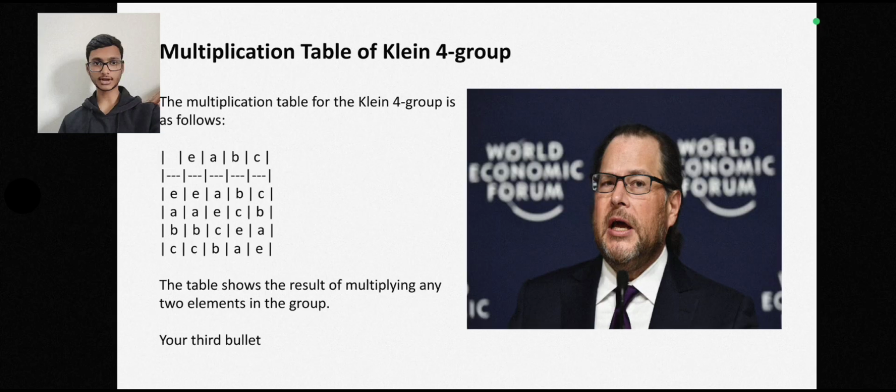Multiplication table of Klein 4 group. The multiplication table for the Klein 4 group is as follows. The row elements are E, A, B, C. The column elements are E, A, B, C. When we multiply the first row element with the first column element, we will get a particular value, and that forms our table.